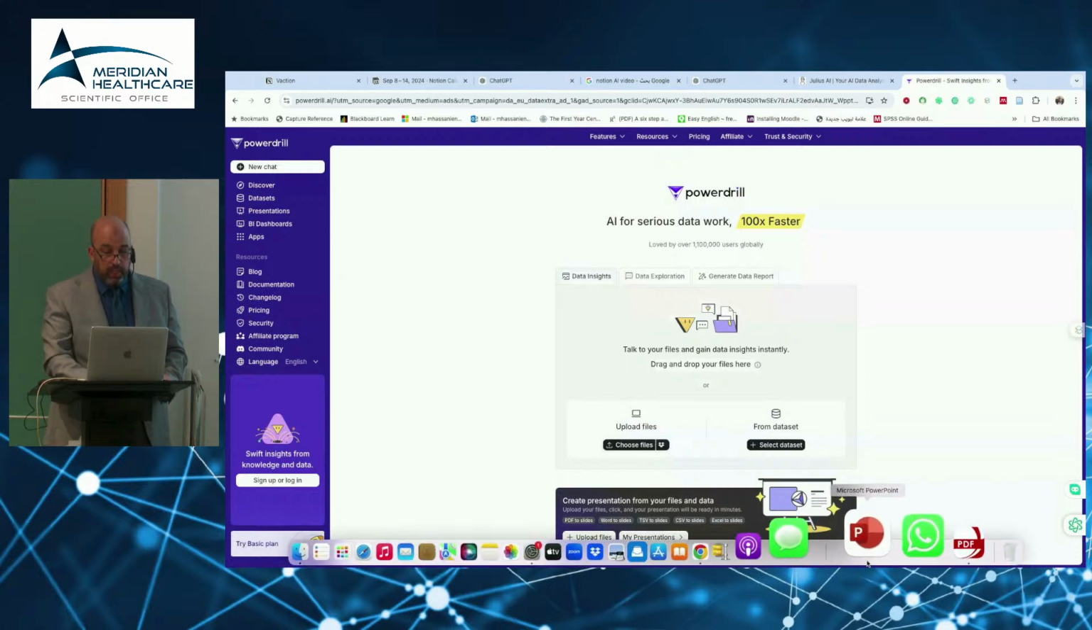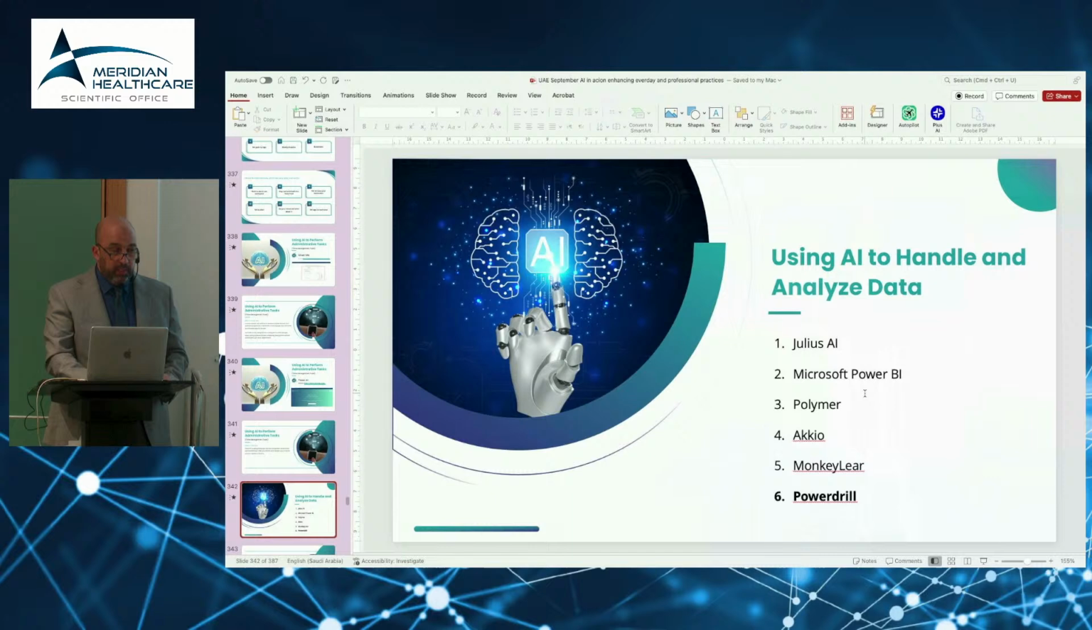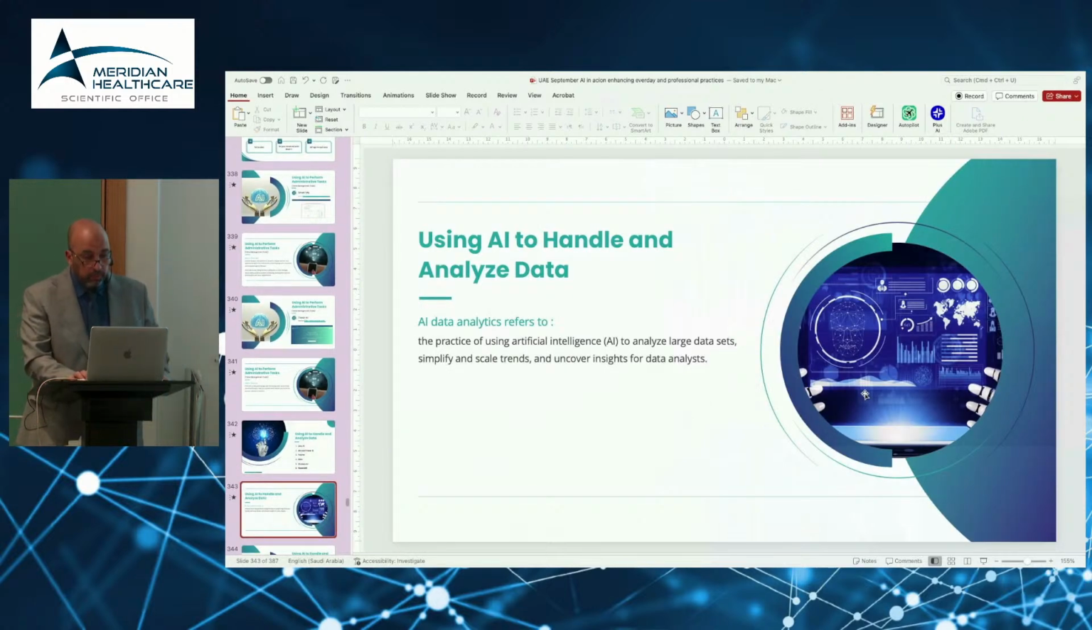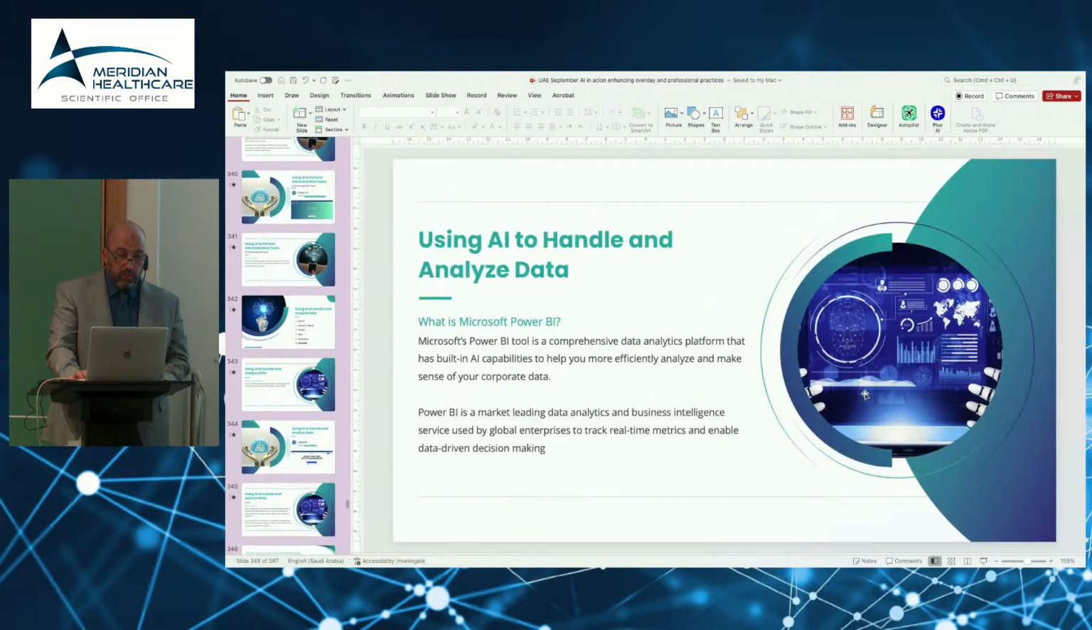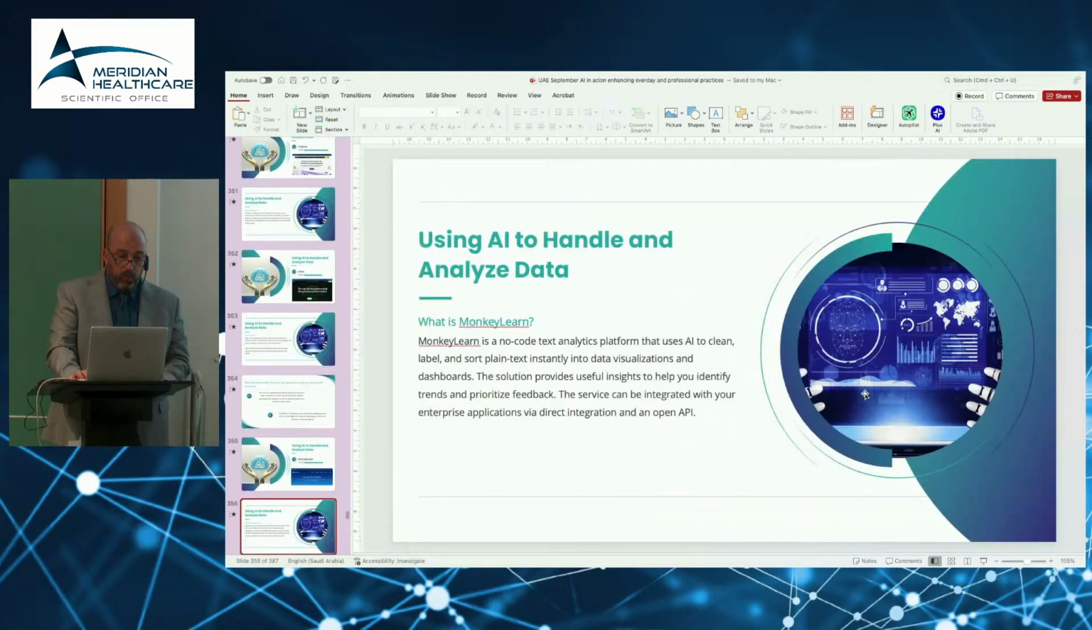So this is some applications which could be used for data analysis. And again, data analysis is not necessarily for research. For any work where you need to do data analysis, you can use ChatGPT, PowerDrill, or Julius AI. So these are some of these applications. Okay.